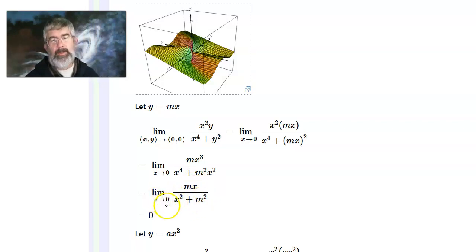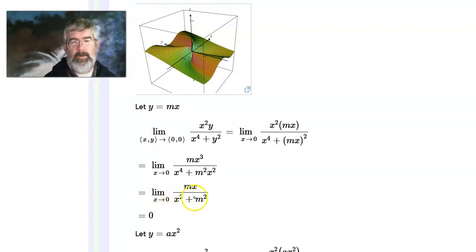And so if I take the limit here as x goes to 0, well, the denominator is going to m squared, right? Because the m squared is not changing. This is headed to 0. So I have 0 plus m squared on the bottom, and I have a 0 times m on the top. And so that's a 0 on the top and an m squared on the bottom, which is 0. So coming in along any straight line towards the origin, it looks like I have a limit of 0. However, this is not the limit.